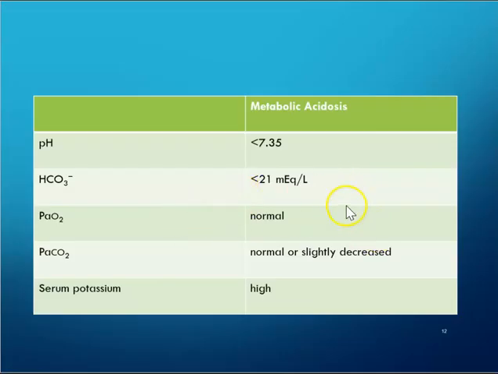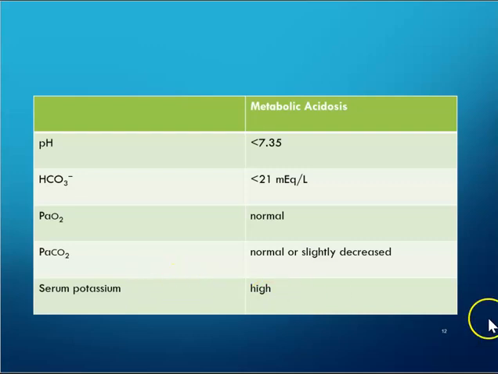Our PaO2 right here, that's going to be our oxygen. That's going to be normal. Our PaCO2, or partial pressure of arterial carbon dioxide, is going to be normal or slightly decreased.